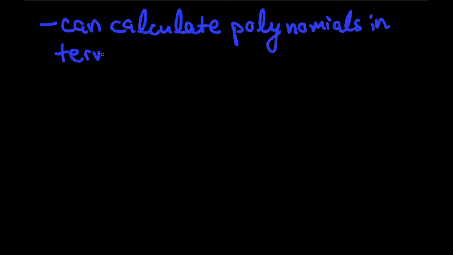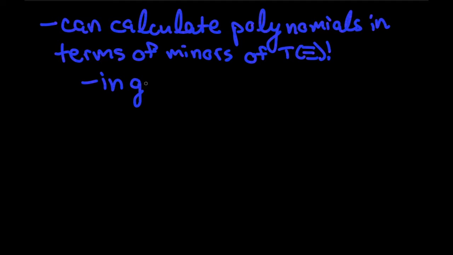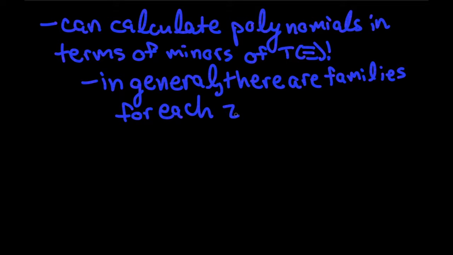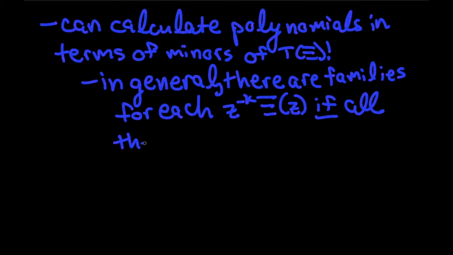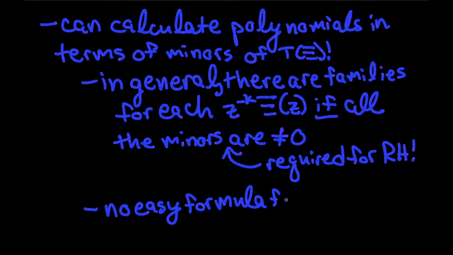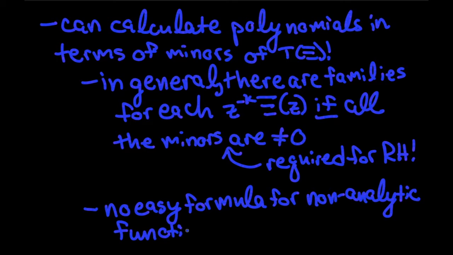Given these, we can calculate the polynomials in terms of the minors. This is related to the trigonometric moment problem. And in general, there are families for each weight, big xi times e to the negative k. This works as long as the minors are non-zero, which is required for RH, but I don't know how to prove this. And there's no easy formula for non-analytic functions, and that's why it's so hard to compute all of these.